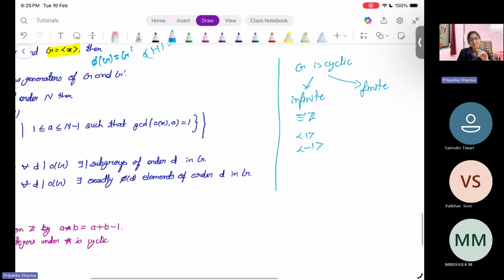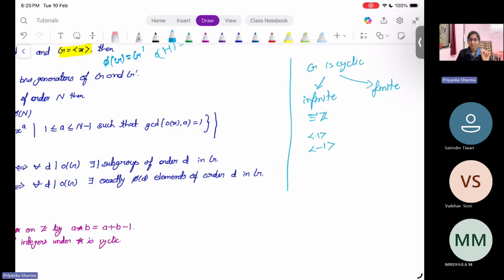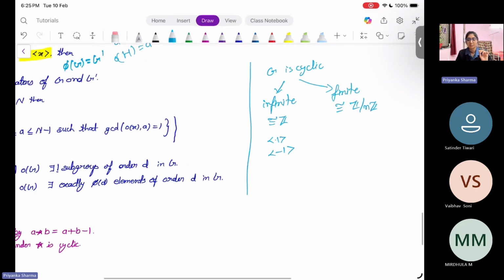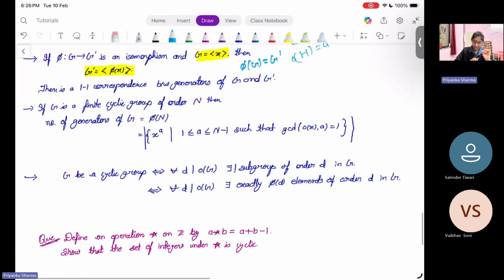And what if the group is finite? In the case of a finite cyclic group, what will be the number of generators? If the group is finite, then it will be isomorphic to Z over NZ. So we need to find the number of generators in this group, Z over NZ. And what is the form of generators? This is given by the statement: if G is a finite cyclic group of order n, then the number of generators is given by phi n. This phi is Euler's phi function, which is defined like this. Basically phi n is the cardinality of those A such that A is between 1 and n minus 1 and GCD of n and A is 1.